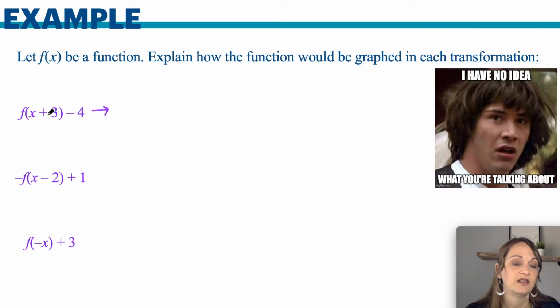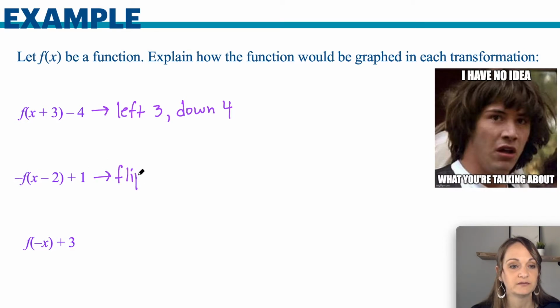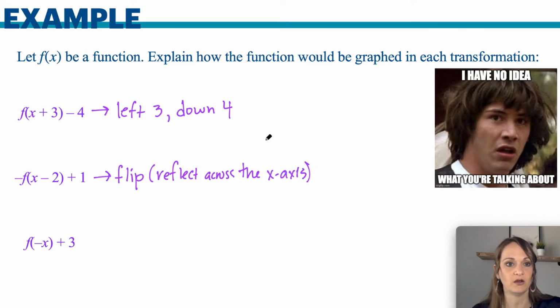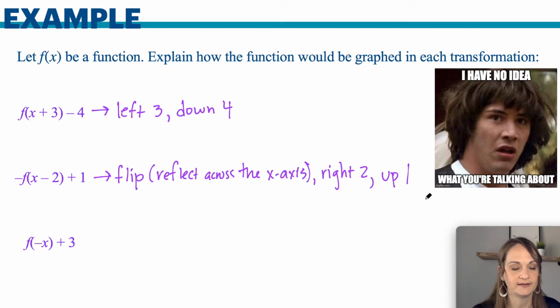So in this case, the 3 is on the inside, so it would move left 3, and then the negative 4 is on the outside, so it would move down 4. In this case, the negative means that it would flip, or I guess you would say it would reflect across the x-axis, because you're flipping it over the x-axis. And then the negative 2 means you would move it right 2, because negative means you actually go in the right direction. And then the plus 1 means you would move up 1.